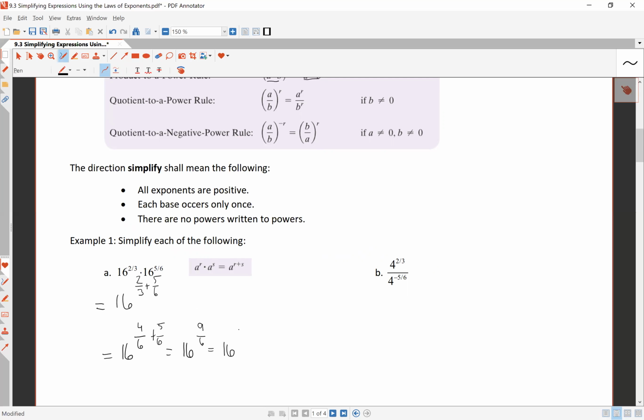9 over 6 becomes 3/2, and now we can apply the fractional exponent. The denominator becomes the index on the radical, so that's a square root of 16, and the 3 becomes the power. So we have the square root of 16 is 4, and cube that is 64.